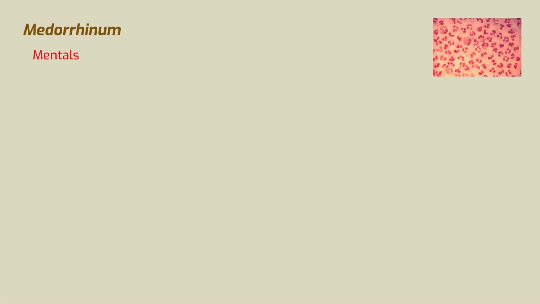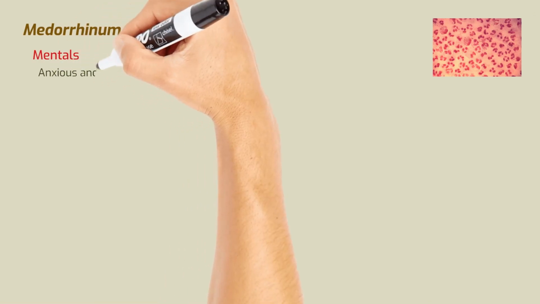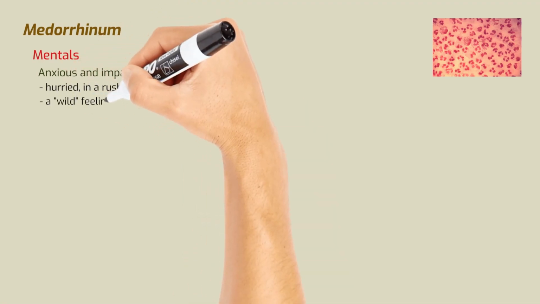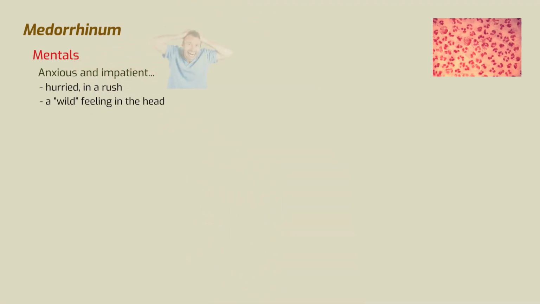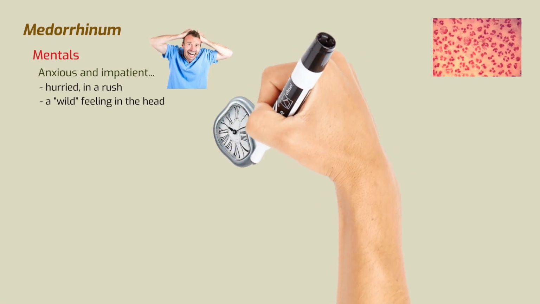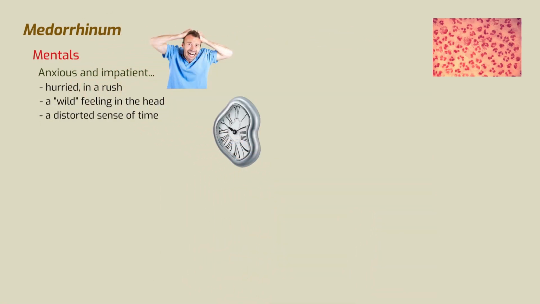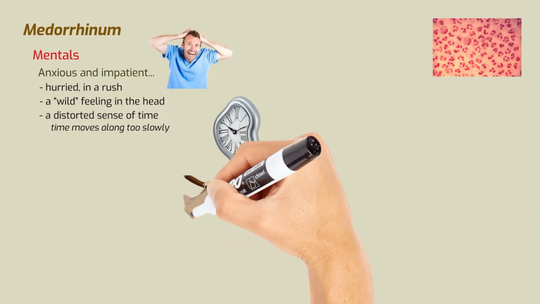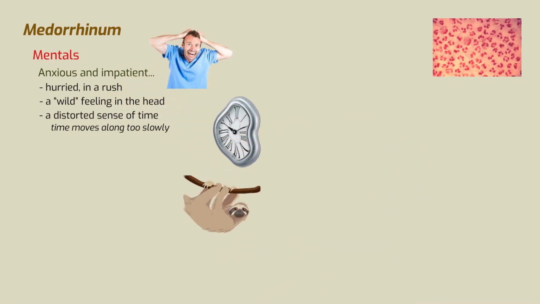Another aspect of the Medorrhinum type is that he can be anxious and impatient. He often feels hurried, in a rush. Some describe having a wild feeling in the head. Some repertories list this in the head section, others list it in the mind section. Interestingly, Medorrhinum may complain of having a distorted sense of time. Time tends to move along too slowly. That's why Medorrhinum lists prominently under the rubric "Time passes too slowly."